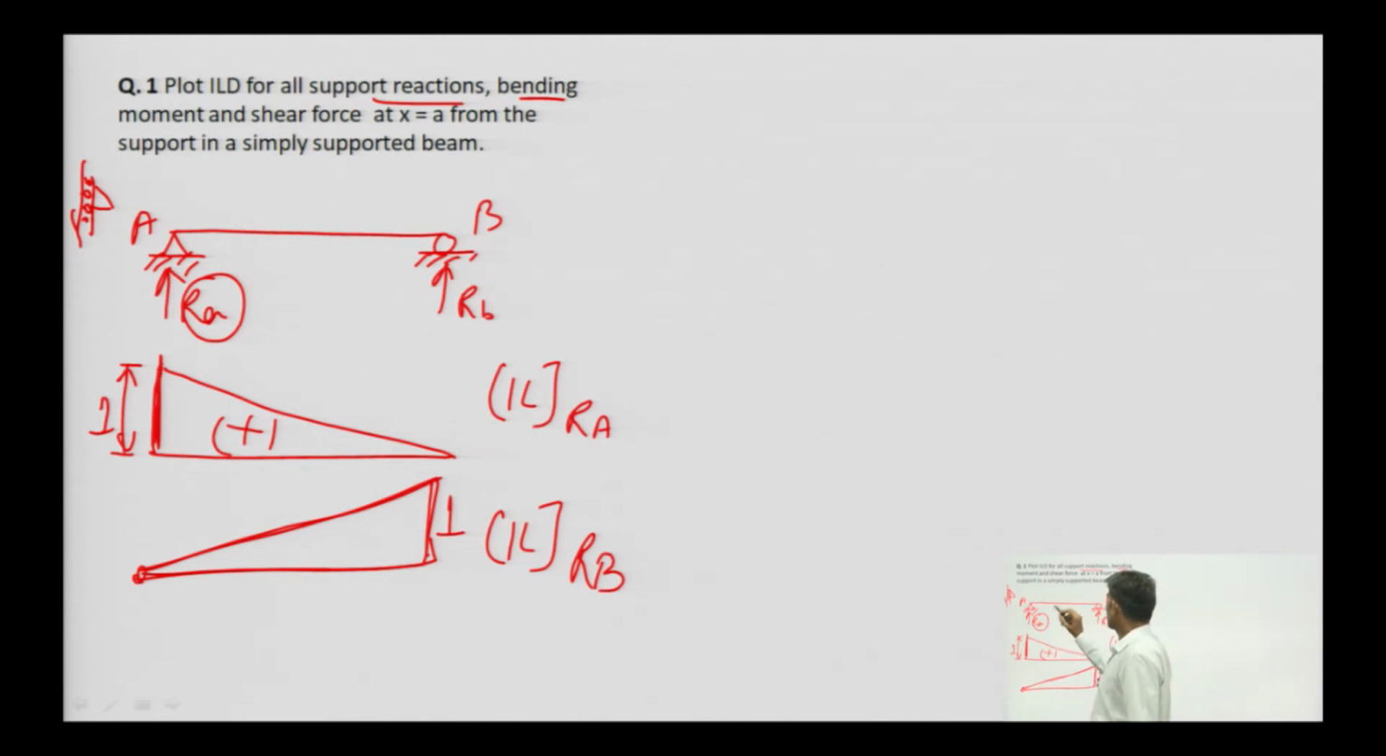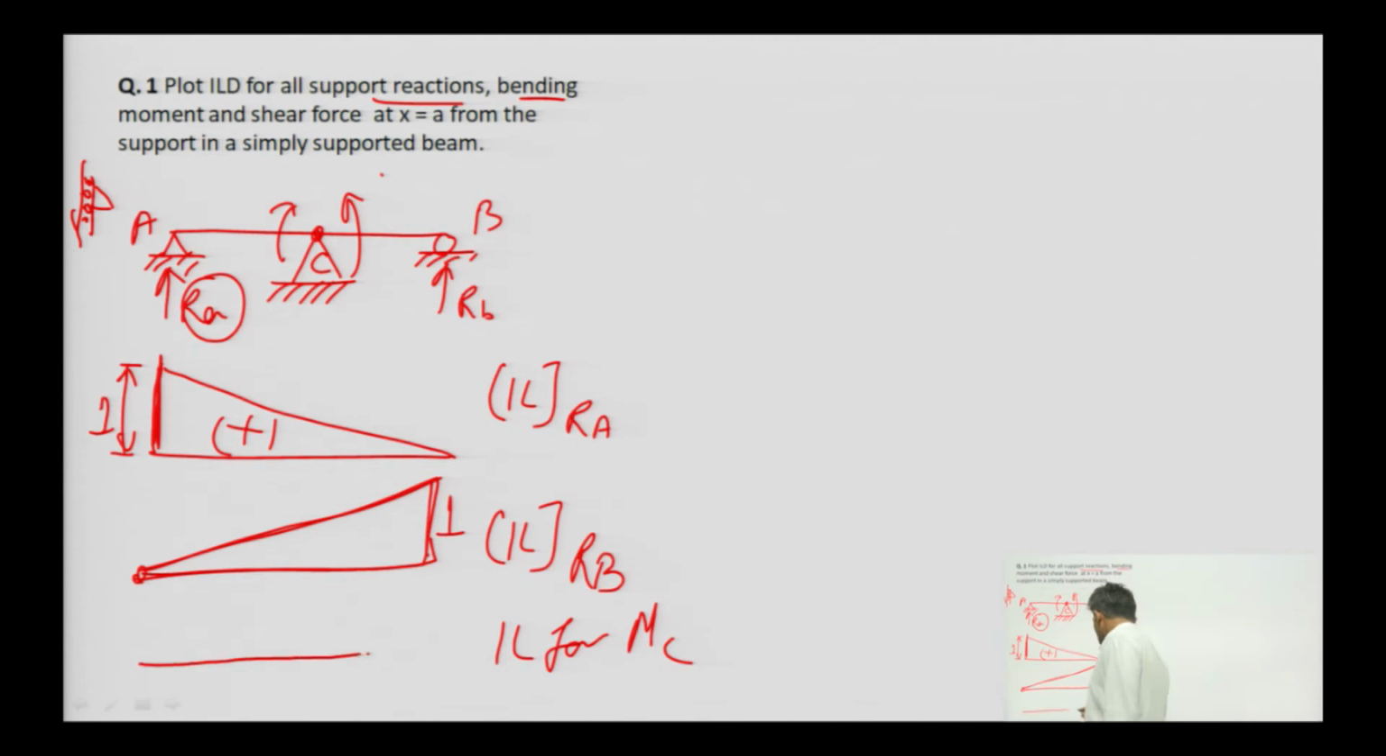Okay. Suppose we need to plot the IL for bending moment at point C. So, what do we need to do? We need to put a hinge here, and then we need to apply that type of bending. So, which type of shape will we get? We will get this shape.